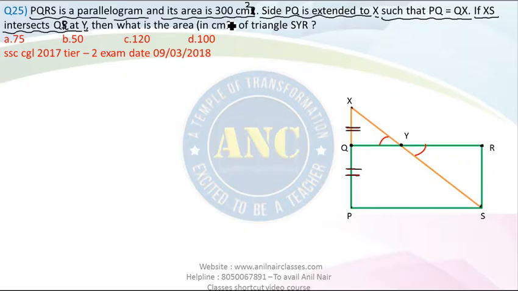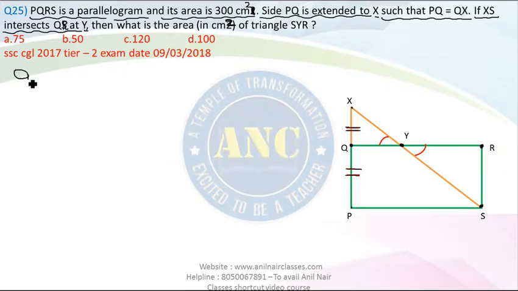What is the area in centimeter square of triangle SYR? There is a triangle called SYR. This particular triangle on the right side of the diagram, I want to find that particular area. Now see here, sir, let us understand statement by statement.